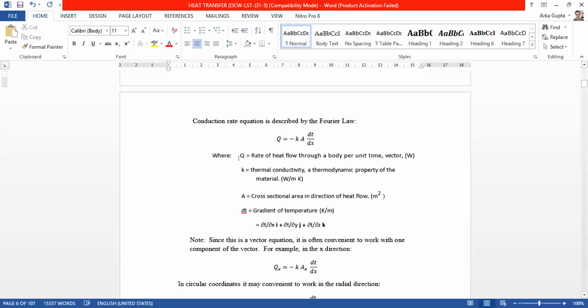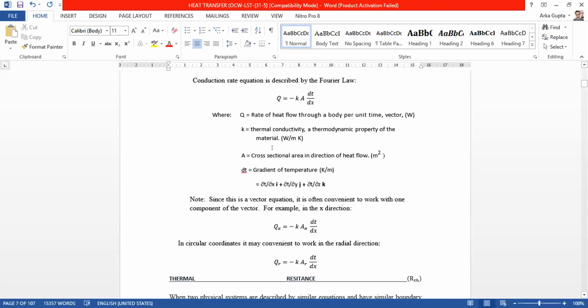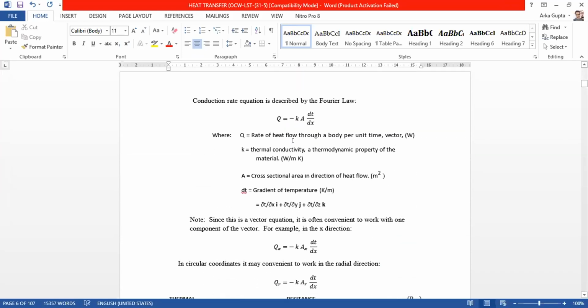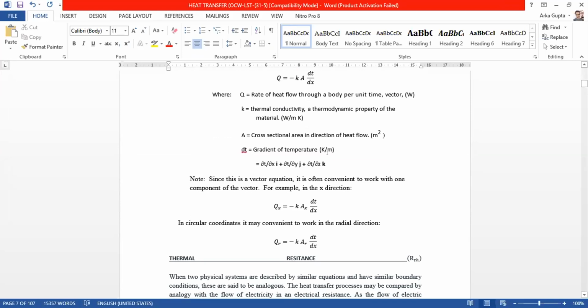Q is the rate of heat flow through a body per unit time, in watts. And k, the proportionality constant, is also called thermal conductivity. It is in watt per meter degree Kelvin. How it comes, we will know. And A is the cross-sectional area, perpendicular to the direction of heat flow. And dT/dx is the gradient of temperature, Kelvin per meter. In the i direction, it is del T del x. In the j direction, del T del y. And in the k direction, it is del T del z.